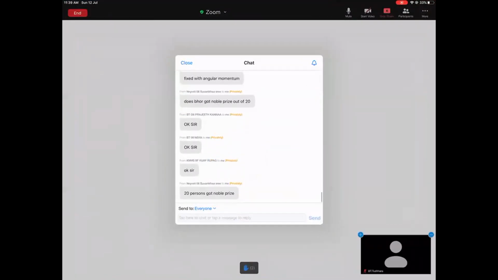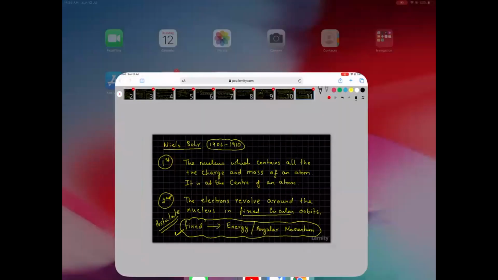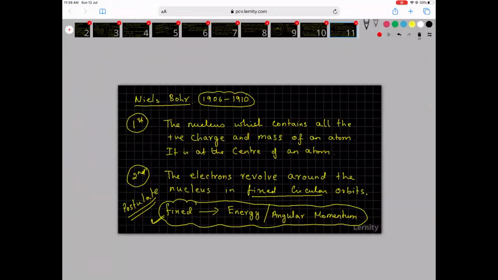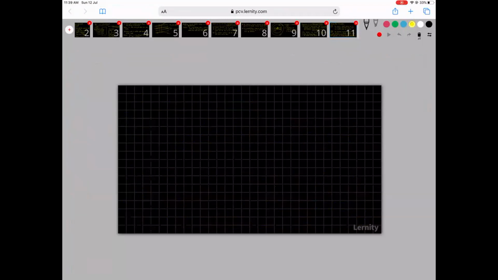Yes, not more than 20 people have got the Nobel Prize. Yes, Bohr was also one of them. In fact, Bohr was the leader of all of them. Yeah, okay, second point is over.